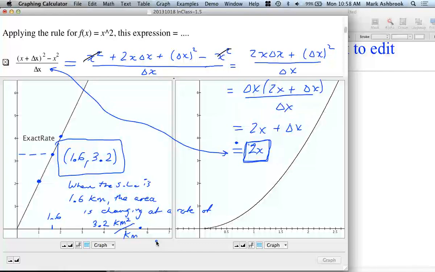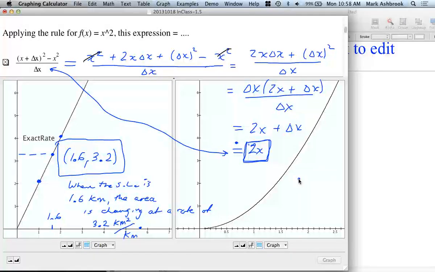Can you word it in a different way? Yeah, sure. So what I said was, if the side length was exactly 1.6, then the area of the square would be changing at the rate of 3.2. Did I say it correctly? Yeah, the area is changing at a rate of 3.2, but the units are important. Kilometers squared per kilometer.